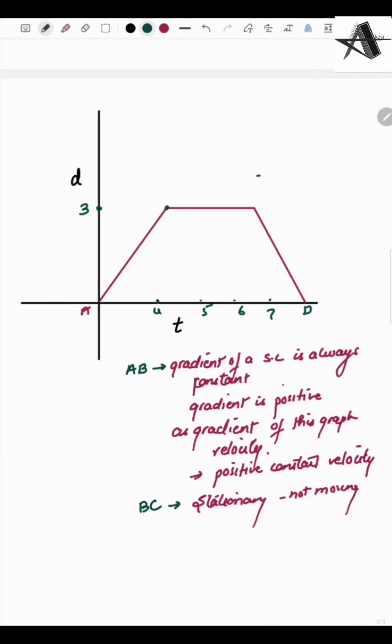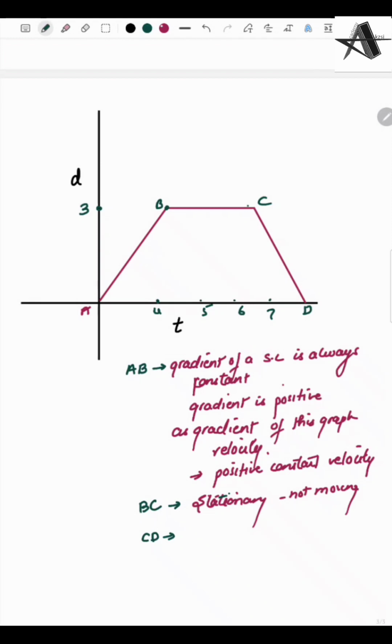Now there is another way by which you can calculate the gradient. This point is 4 comma 3 and this point is 7 comma 3. If you calculate the gradient, change in y is 3 minus 3, change in x is 7 minus 4, which gives 0. Gradient is velocity, so velocity is 0. Velocity 0 depicts that something is not moving at all. So either way you can understand this. Later, when we do the velocity-time graph, I'll explain one thing that is also a very common mistake. So: stationary, not moving. Then C to D.